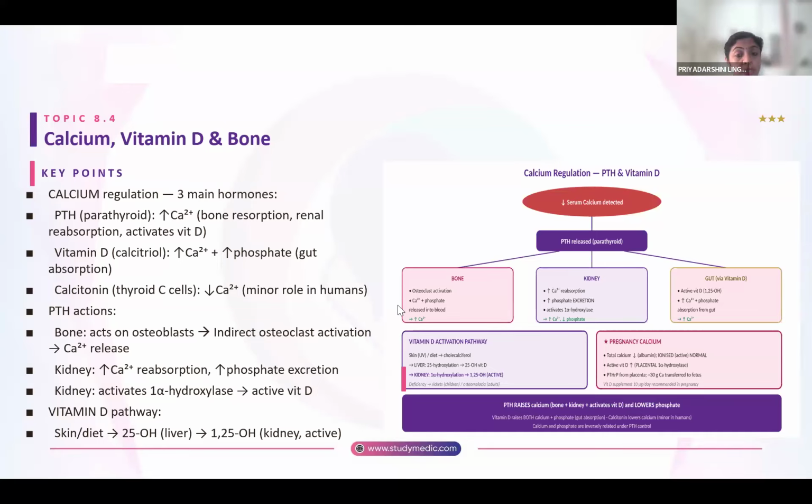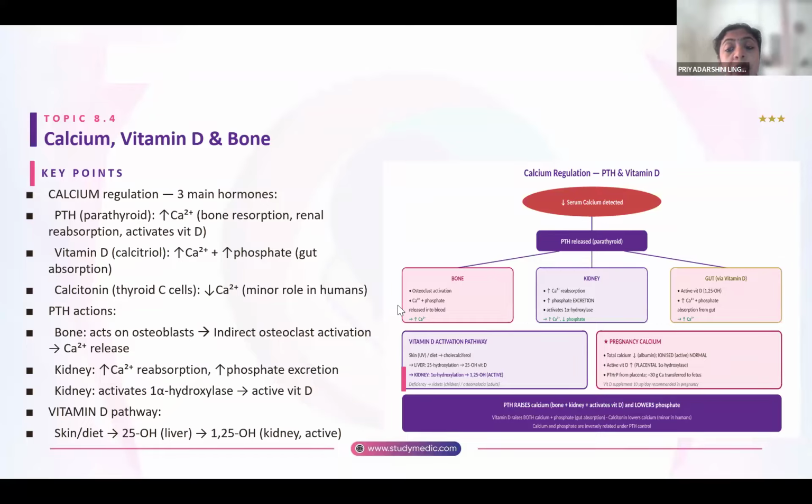So now this is trying to raise the levels, act on the bones, and it is going to activate your osteoclast. Okay. And it's going to activate your calcium and phosphate that gets released into the blood. So whenever osteoclast is there, what it is going to do, it is going to break your bones. So it is going to release calcium. Next, it is going to act on the kidneys. In the kidneys, we need more calcium to be reabsorbed and more phosphate to be excreted out of the kidneys.